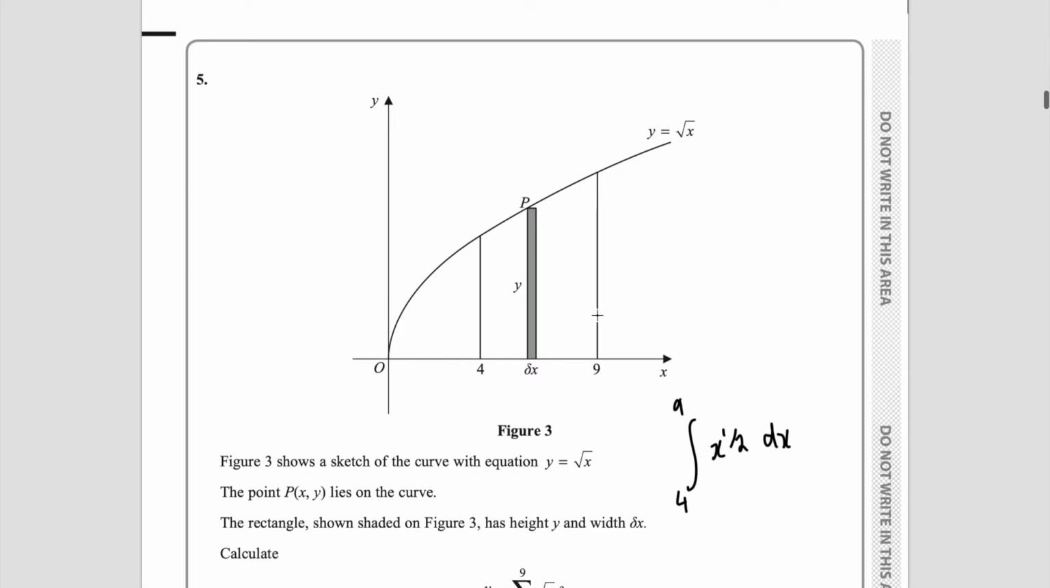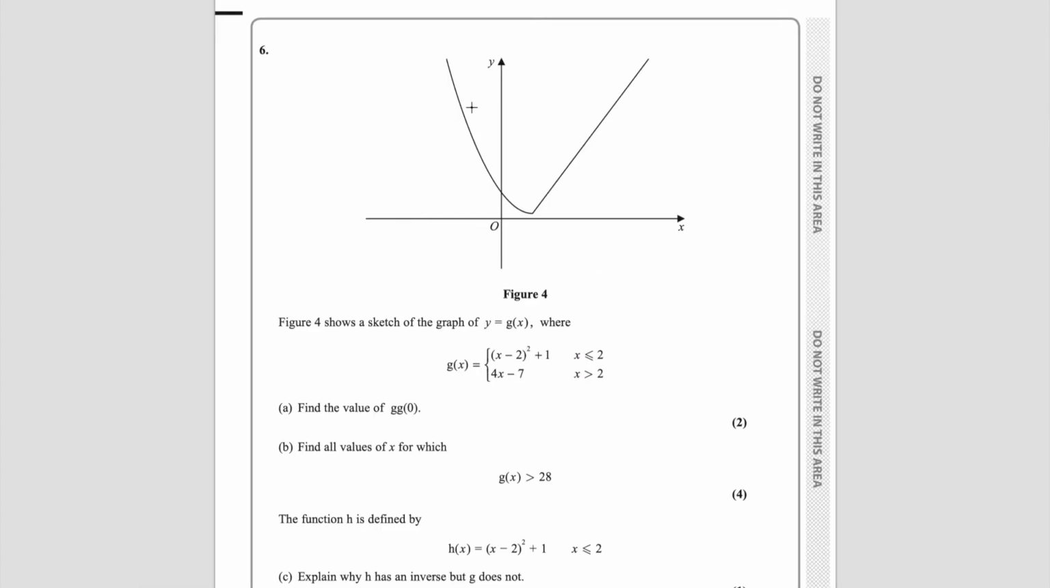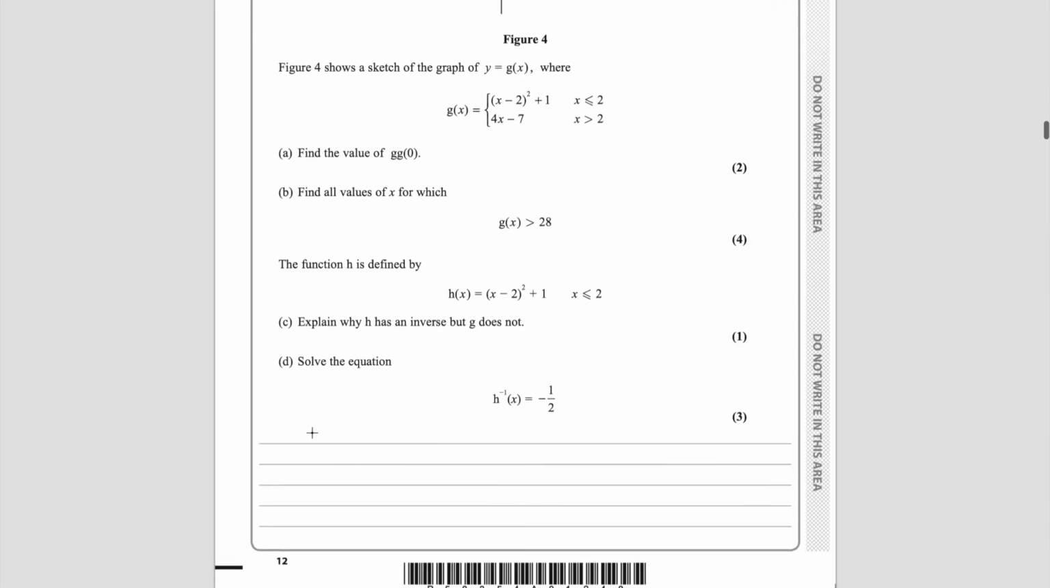And that there is the answer to what seems like initially a very complicated question. For question number 6, we're given this function here, g of x, which is formed of two parts. It's formed of the parabola (x minus 2) squared plus 1 for values of x which are less than or equal to 2, and is formed of the line 4x minus 7 for values of x which are greater than 2. For part A, we are asked to find the value of g of g of 0, and this is a composite function. Because this is a composite function, first what we need to do is find the value of g of 0, and then substitute what number we get there into g to find the overall value.